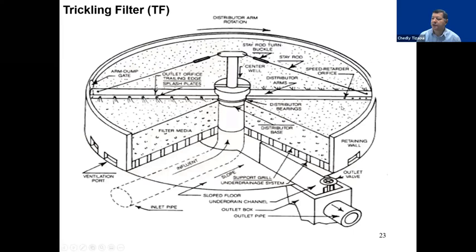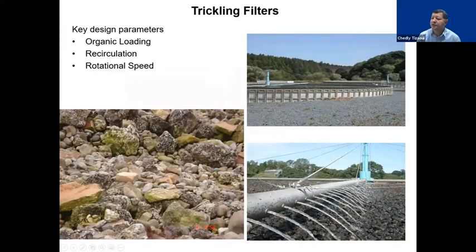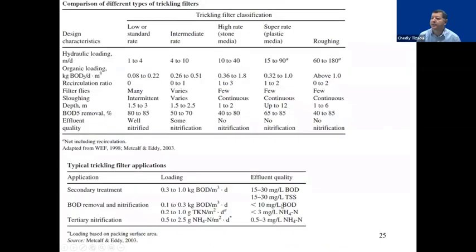This is how it looks. You may see these types of filters, for example, on Google Images or satellite views. These are trickling filters. When you see the disc rotating, that pipe with holes rotating is distributing the water throughout the filter. This is how they look in real life. That's the pipe distributing the water on top of the filter. These are design numbers that you need to consider if you are designing a trickling filter.